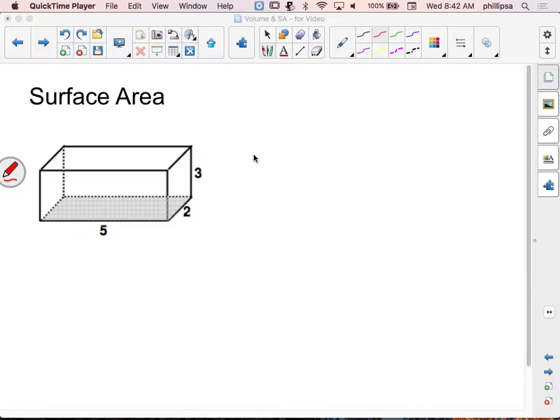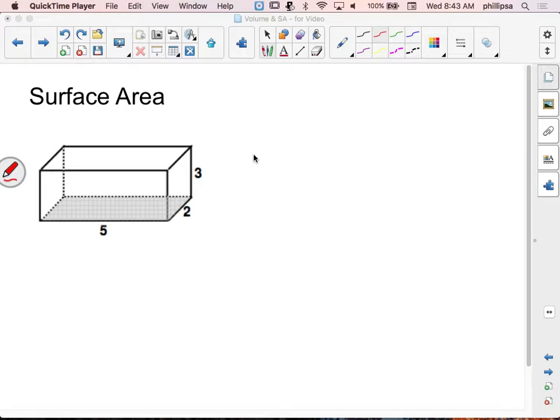So if you were talking about painting the outside of a box or gift wrapping the outside of a box, painting would be covering its surface area. Or wrapping a gift, you're also covering the surface area of that object. I always like to think of gift wrapping. It makes sense to me. I'm covering the outside of a figure, so I'd have to find the surface area to know how much I need to cover.